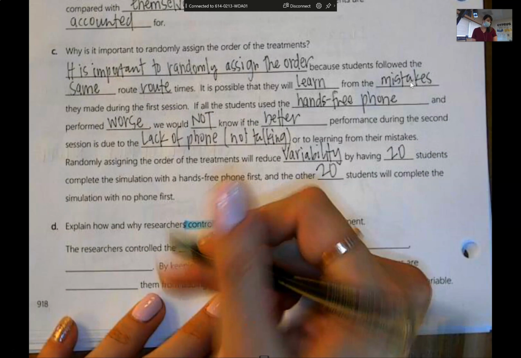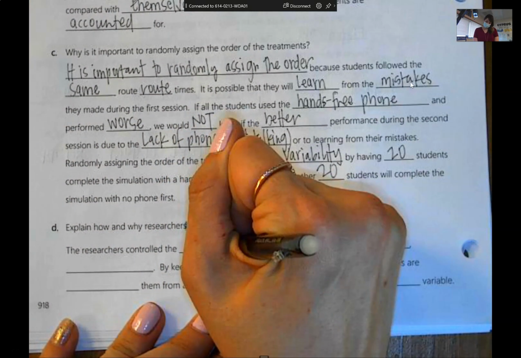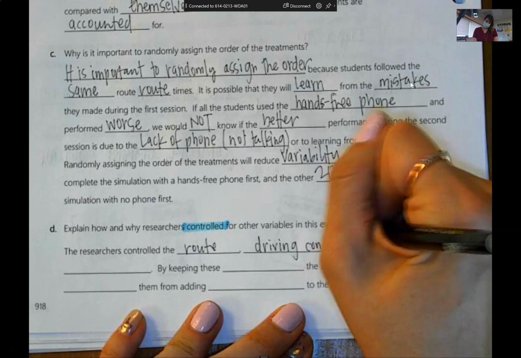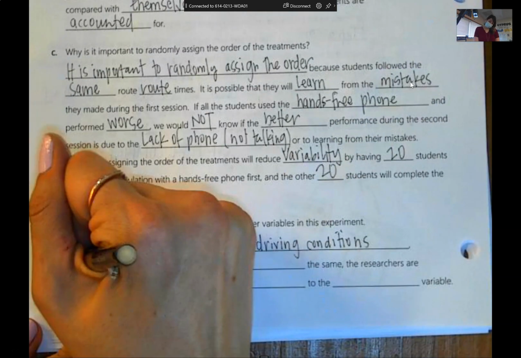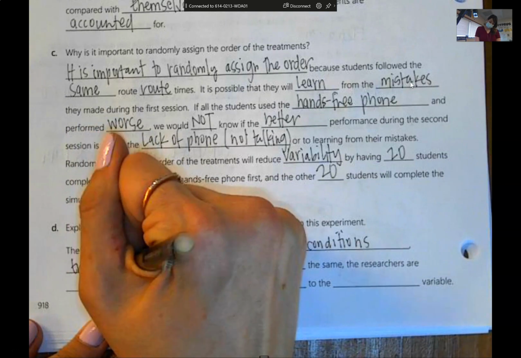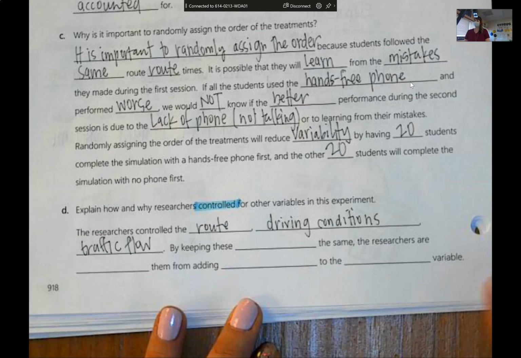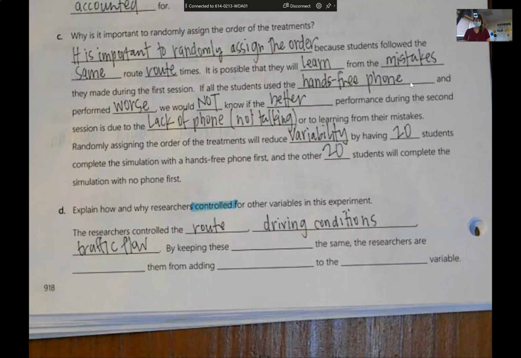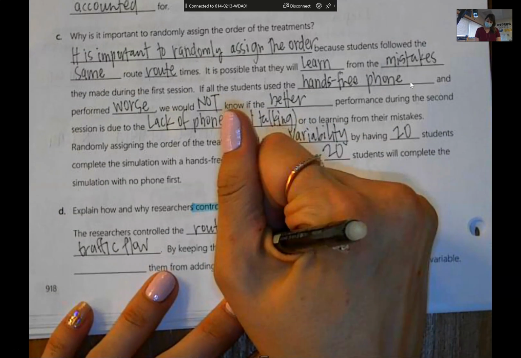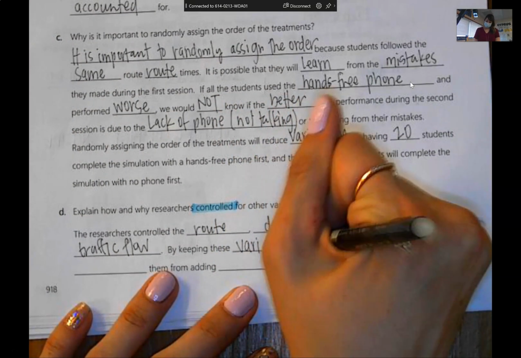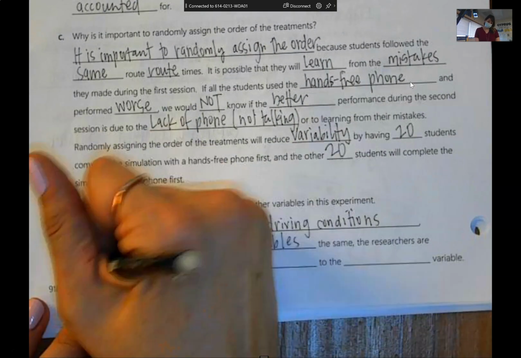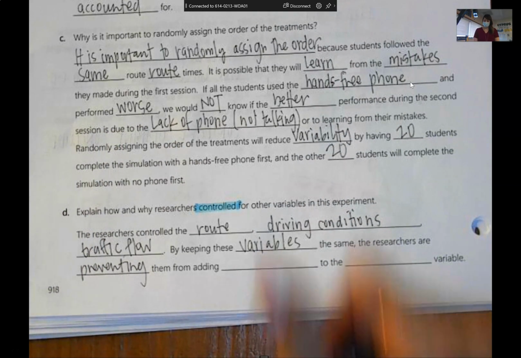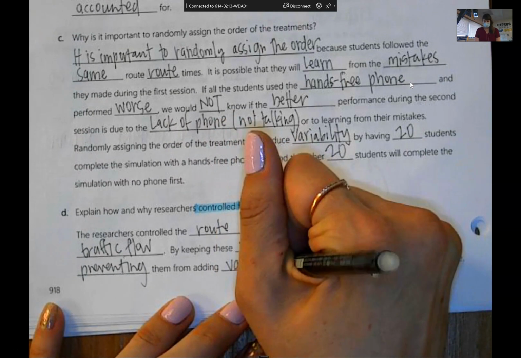So the researchers controlled the route, the driving conditions, and the traffic flow. So essentially, they tried to make the simulation the same, in the very least, the same difficulty. By keeping these variables the same, researchers are preventing them from adding variability to the response variable.